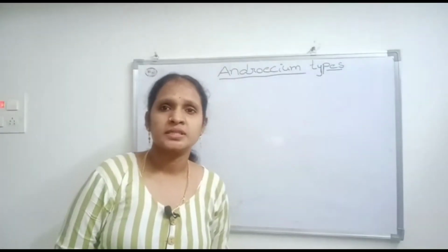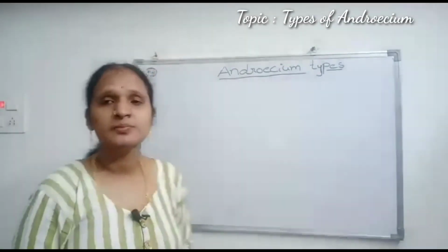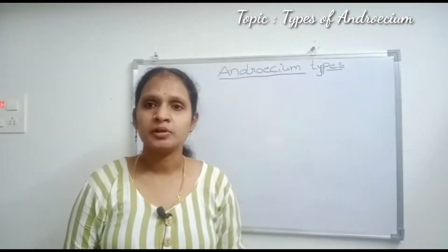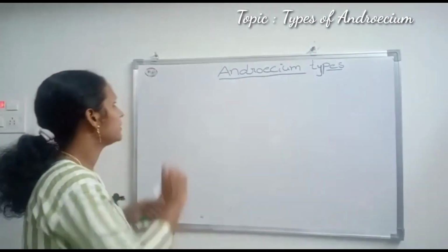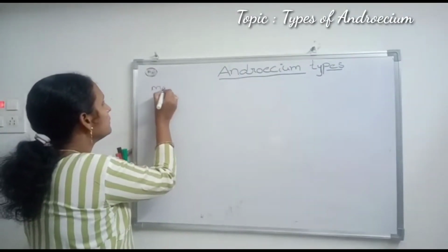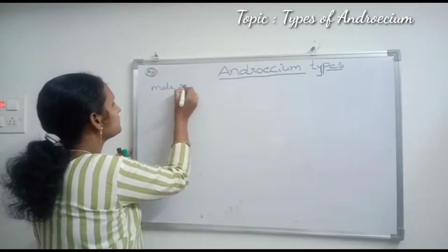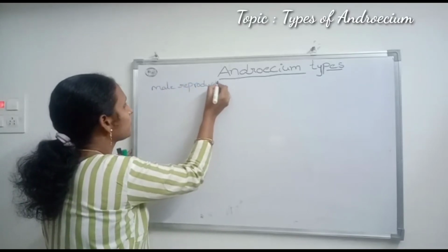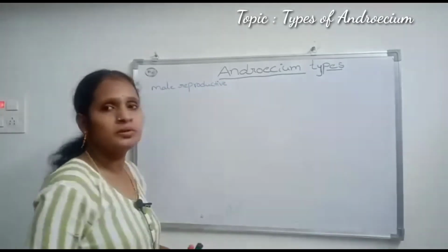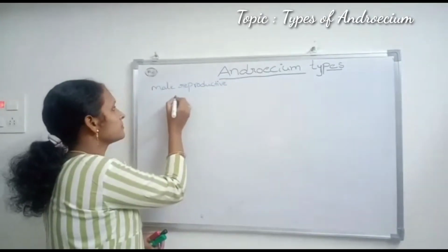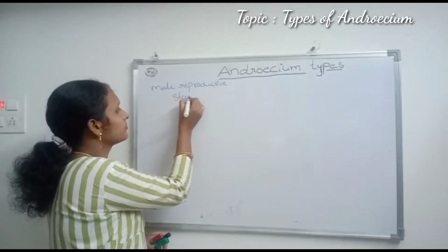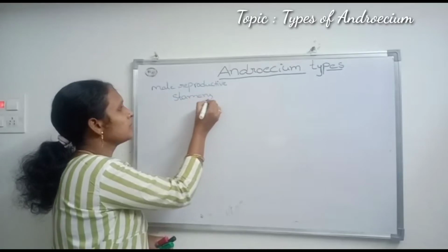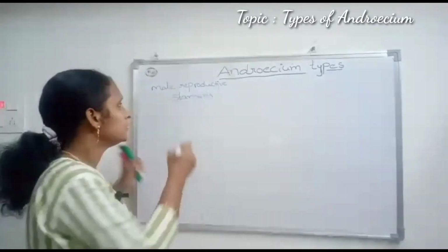In this video, we discuss the Androecium types. Androecium is the male reproductive structure. The Androecium units are called stamens. These stamens mainly contain three parts.